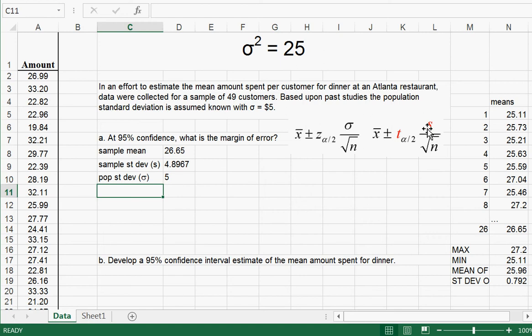Standard error. But it's the estimated standard error, right? This is the estimated standard error because this is an estimate of sigma. You guys got that? This is the standard error. This is an estimate of that standard error. This comes from the sample. This comes from Zeus.